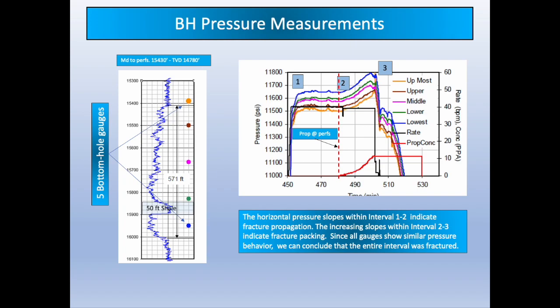The horizontal slopes within interval 1 to 2 indicate fracture propagation. The increasing slopes within interval 2 to 3 indicate fracture packing. Since all gauges show similar pressure behavior, we can conclude that the entire interval was fractured.